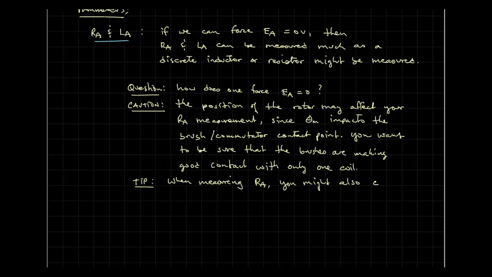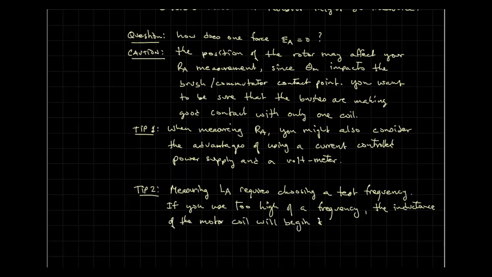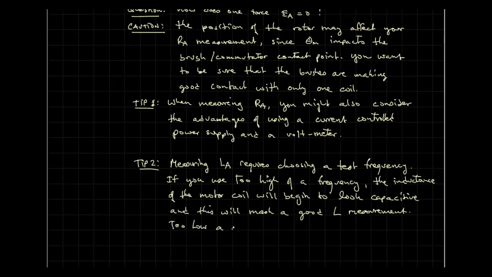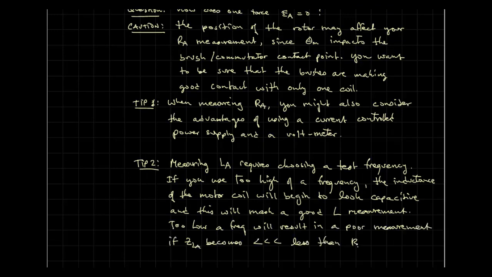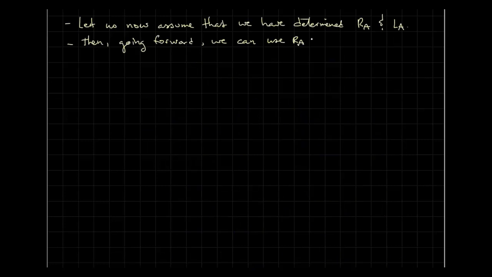Here's a tip. When measuring RA, you might also consider the advantages of using a current-controlled power supply along with the multimeter. Tip 2. Measuring LA requires choosing a test frequency. If you use too high of a frequency, the inductance of the motor coil will begin to look capacitive, and this will mask a good inductance measurement. Too low of a frequency will result in a poor measurement as well, if Z of LA is much less than that of the resistor RA. So now let's assume that we have determined RA and LA.